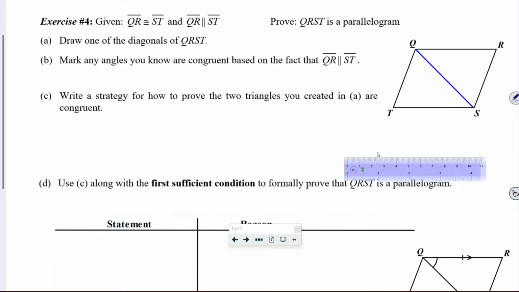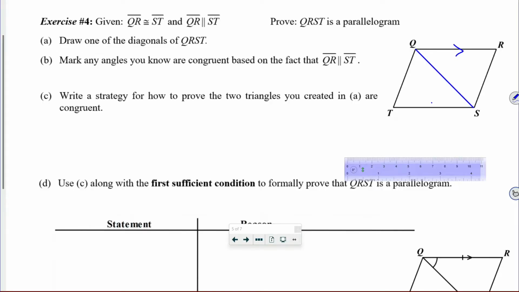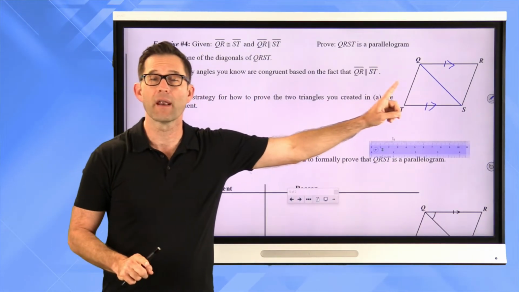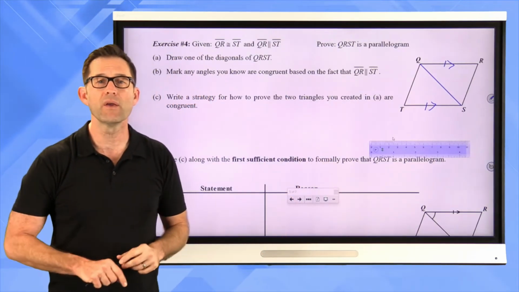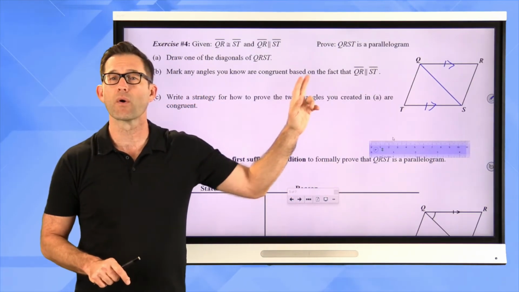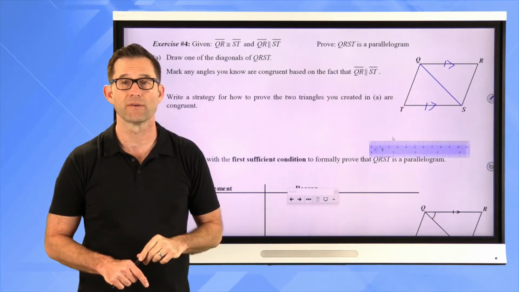Mark any angles that you know are congruent based on the fact that QR, segment QR, is parallel to segment ST. Now be careful here, right? We know that QR is parallel to ST. We also know that QR is congruent to ST, but we know absolutely nothing yet about QT and RS, okay? So pause the video now and mark any angles that you know are congruent based on these two segments being parallel to each other.